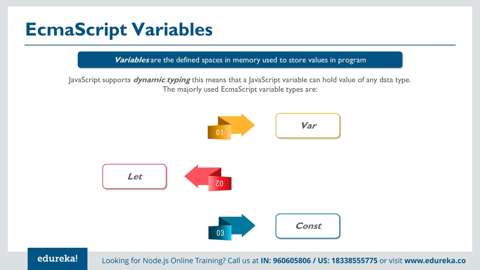ES variables. Variables are defined spaces in memory used to store values in a program. So variables are a very common thing in most of the programming languages. JavaScript supports dynamic typing. This means that a JavaScript variable can hold a value of any data type. The majorly used ECMAScript variable types are var, let, and const. You must have used var till now. There is a possibility you might not have seen let and const till now.